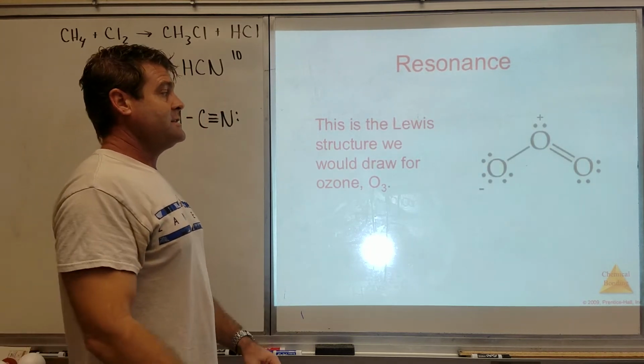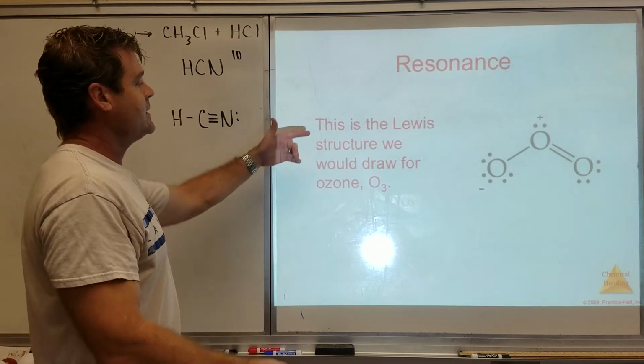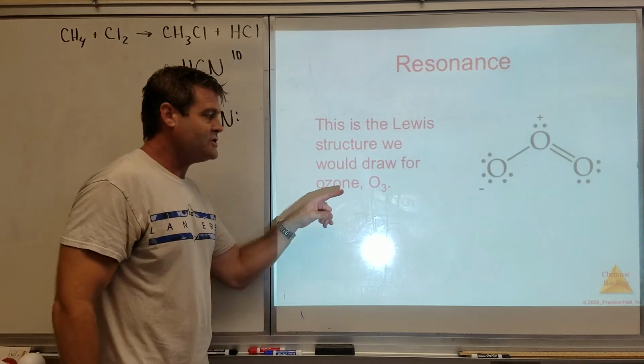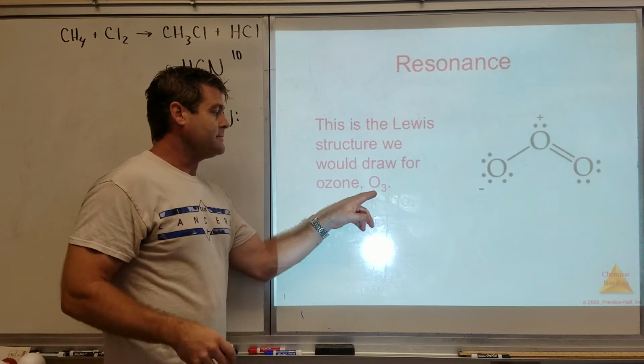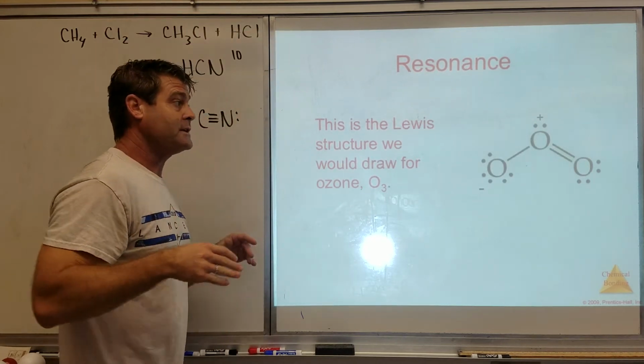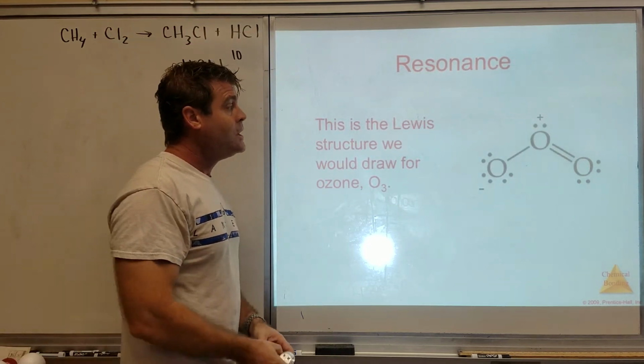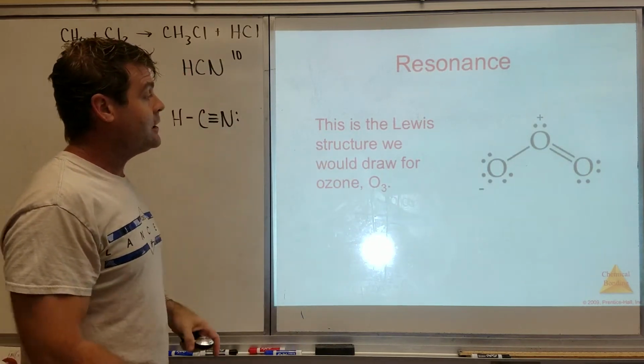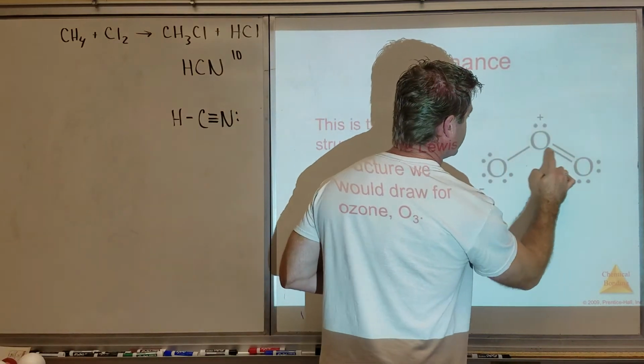Okay, we want to introduce this concept called resonance. So here's ozone. Ozone is an allotrope of oxygen. Remember, oxygen is normally O2, but sometimes you can get O3, ozone. That's the ozone layer that protects us from UV rays in the atmosphere. So if you were to do the Lewis structure, just like we do here, you would come up with this. You'd have a single bond and a double bond.